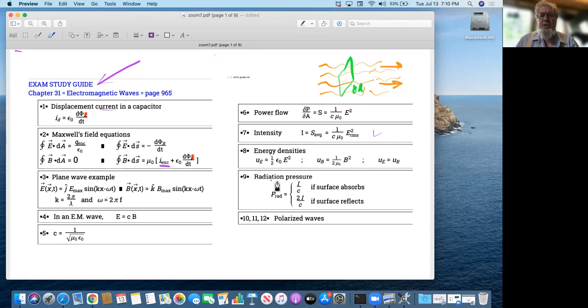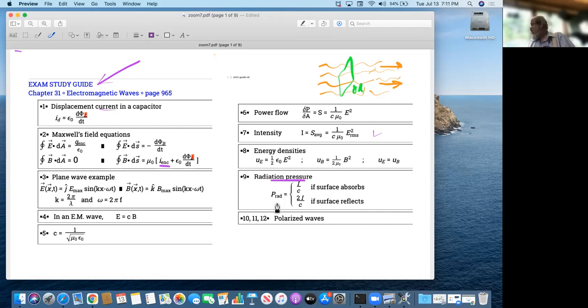There's a section on radiation pressure. We'll look at an example a little later which has radiation pressure. Radiation pressure is the pressure exerted by light when it hits a surface. Not necessarily just visible light, any kind of electromagnetic wave. But in particular, when visible light hits a surface, it exerts a pressure. How large is the pressure? Well, it's the intensity over the speed of light. That's if the surface absorbs all the momentum. So a black surface.